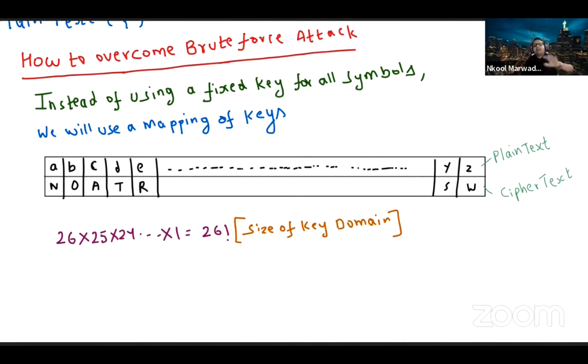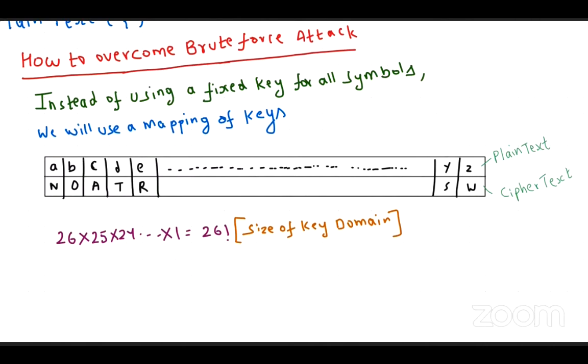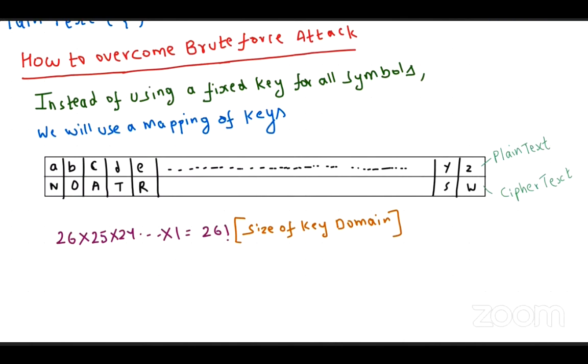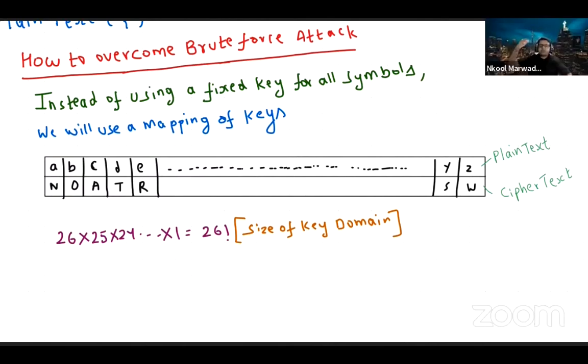So the idea is that earlier the size of the key domain was just 26 or 12. So it was easy to try all the 12 keys or 26 keys. In just seconds we can do that. But in this technique, we increase the size of the key domain. So he can predict this table. It is not impossible, it's possible. He can predict that table, but he has to do 26 factorial computations.